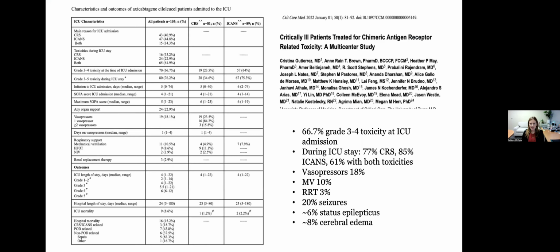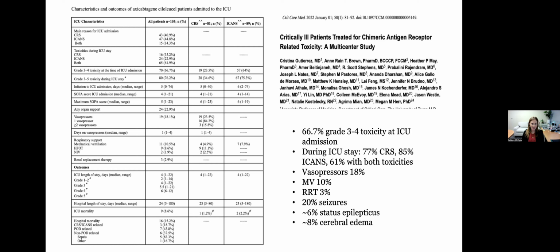This is a group of us that are part of a CAR ICU initiative, which is 11 academic centers that treat patients with CAR T cells. And what we did is we looked at patients who received Yescarta that were admitted to the ICU. This is 105 patients over 11 centers. You can see that about 65% of patients had grade 3 to 4 toxicity and came to the ICU. During their ICU stay, 77% developed CRS and 85% had ICANS, so quite high. And 61% of those had both toxicities.